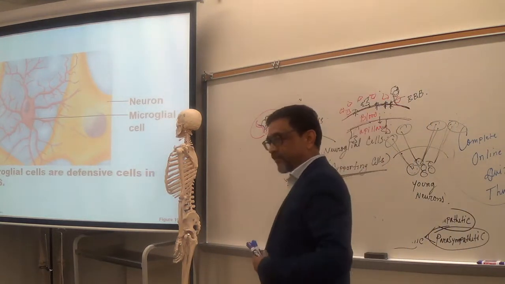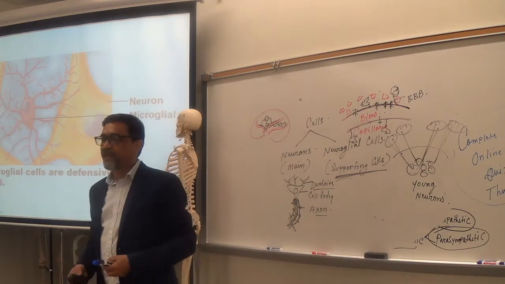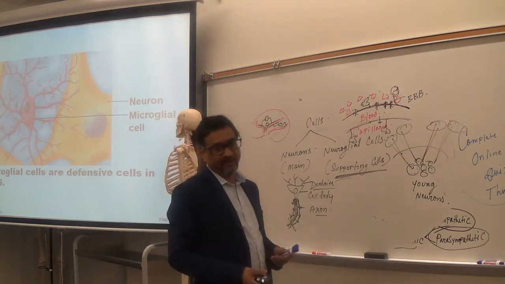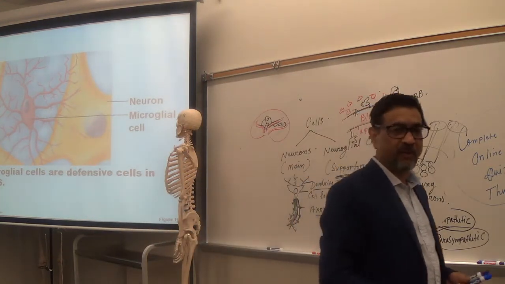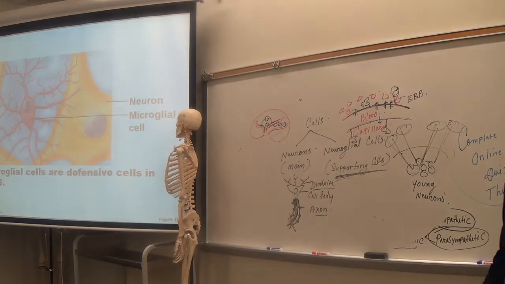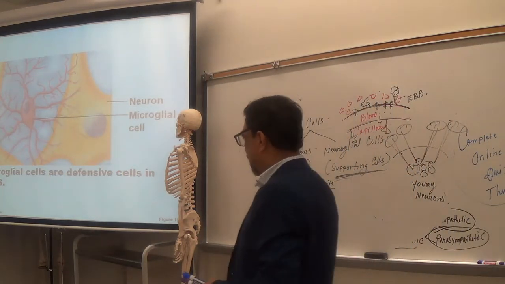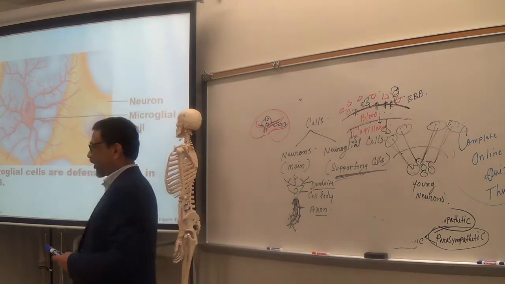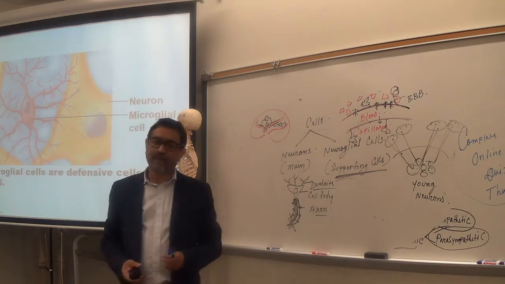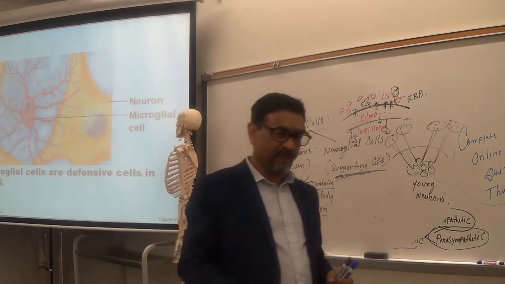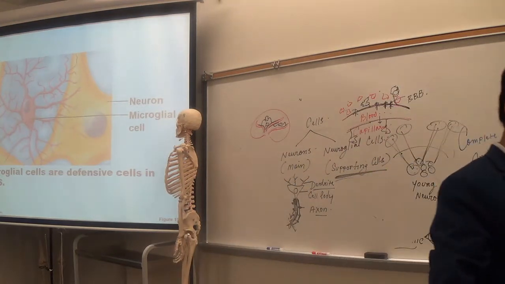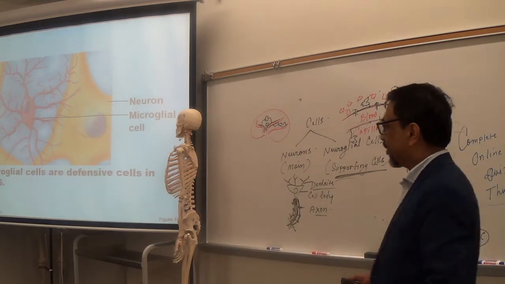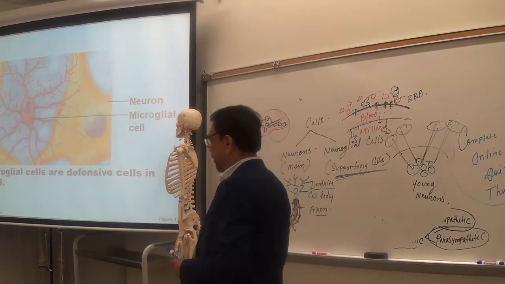Microglial cells. Microglial cells are phagocytic cells. They can do phagocytosis. So they can engulf the microorganisms or dead cells. So cleaning and providing defensive function, protecting the brain from microorganisms.